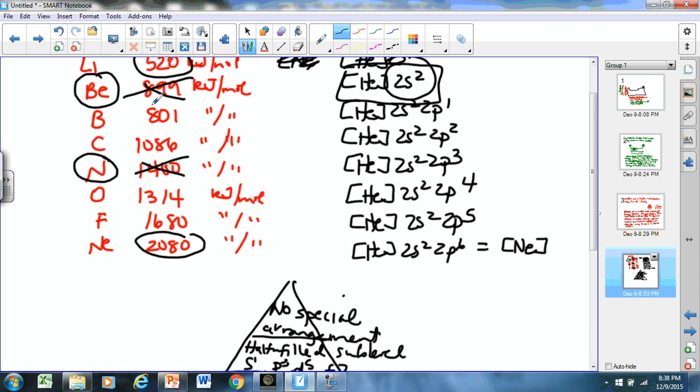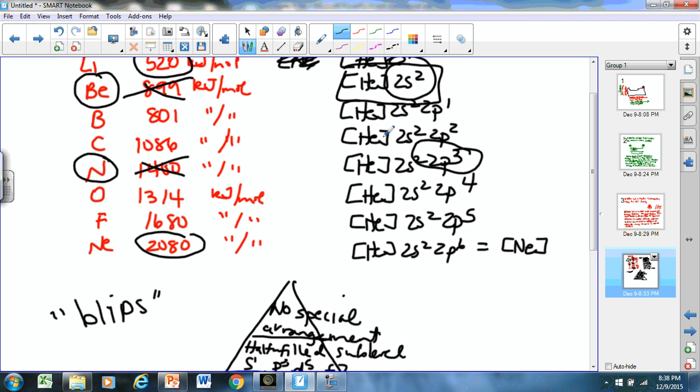Now look at this. What's causing the blips? I call them blips. What causes the blips in this trend? If I get rid of beryllium and nitrogen, it would be increasing, increasing, increasing, increasing, increasing, increasing. The blips are caused by the special stability of filled sublevels or half-filled sublevels.